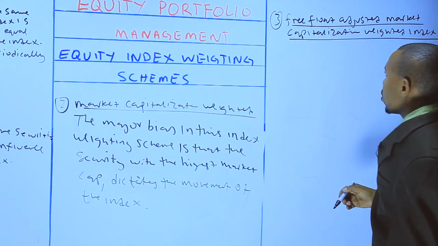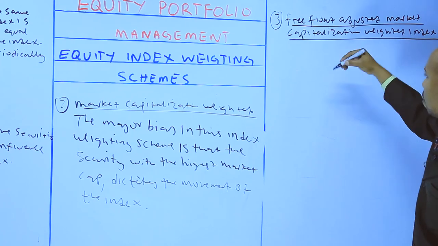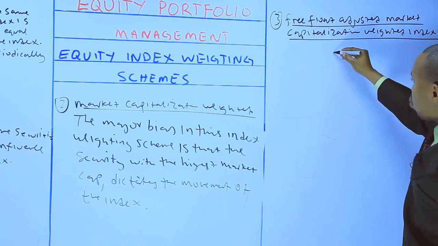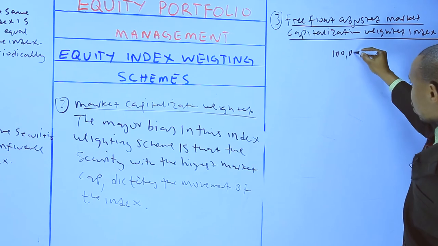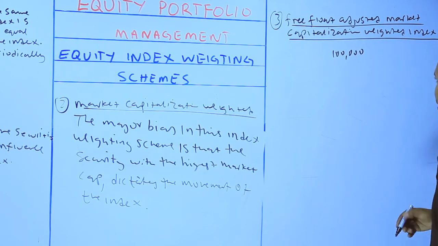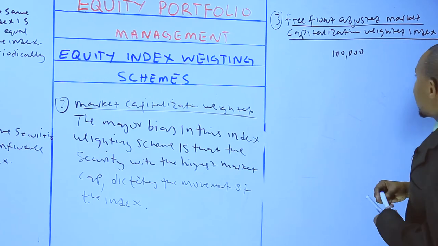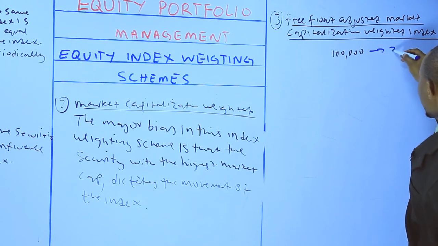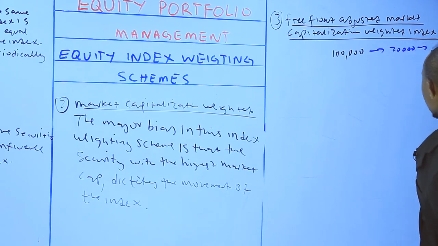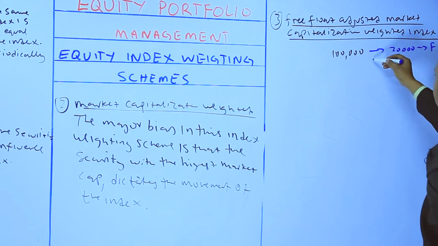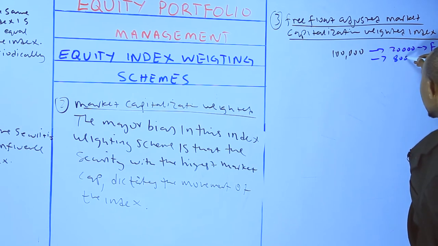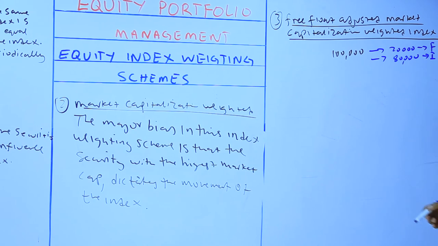Under free float, based on the explanation I'd given, you could float 100,000 shares. But in the arrangement, you find that 20,000 are given to the founders, and maybe the balance, 80,000, is floated to the available investors. So what is the bias here?